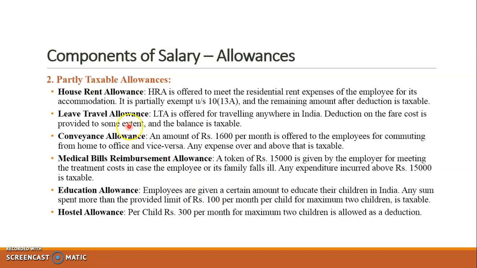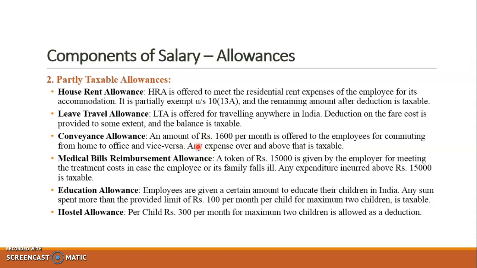Then the next one is partly taxable allowances. First is house rent allowance. This we will discuss in detail because some part of it is exempt and some part of it is taxable. Then leave travel allowance. In this case also some part of it is taxable and some is not. So this we will also discuss in detail. Then conveyance allowance. I will discuss these whenever the question comes up.